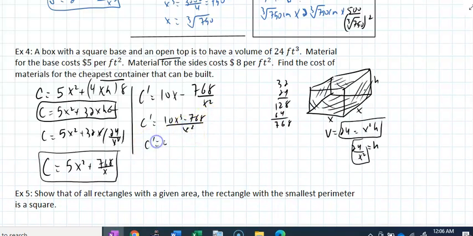So where does the derivative equal 0? Where does the derivative not exist? It doesn't exist when x equals 0. And that's when x equals the cube root of 76.8 over 10. That reduces, of course. Now you have a scientific calculator. You could use that.